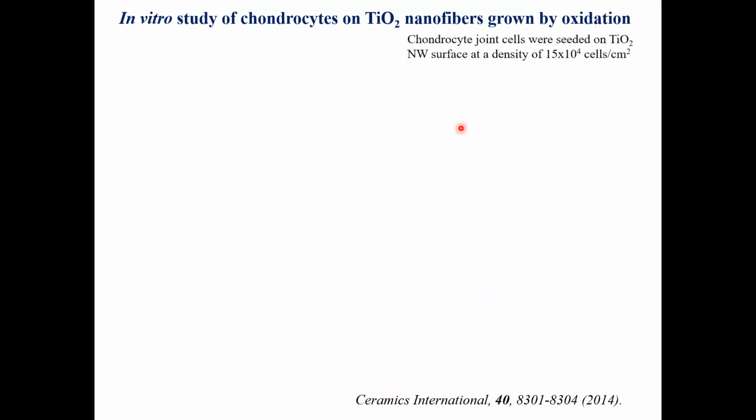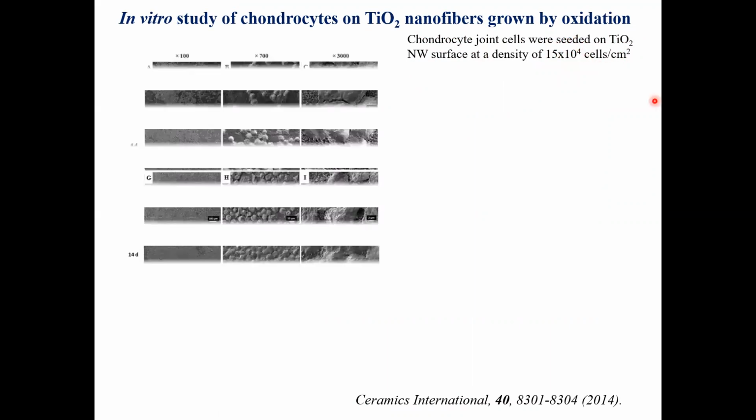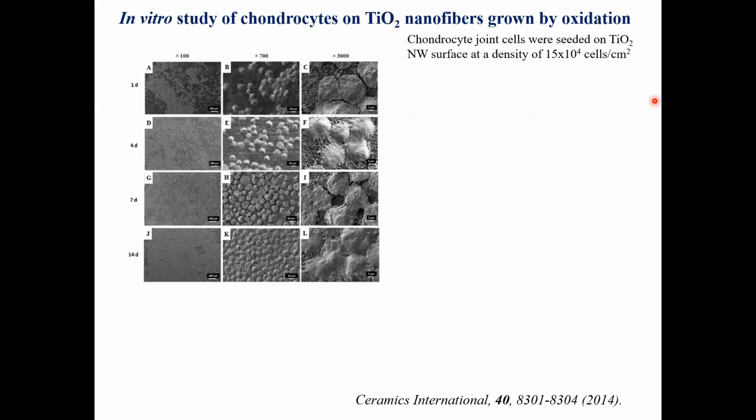Here is another study where we tested chondrocyte cells on the TiO2 nanowire surfaces. The culturing density was 15 times 10 to the 4 cells per square centimeter. And here are the SEM pictures of the 1-day cultured sample, 4-day, 7 days, and 14 days. And these are different magnifications of the SEM observation.